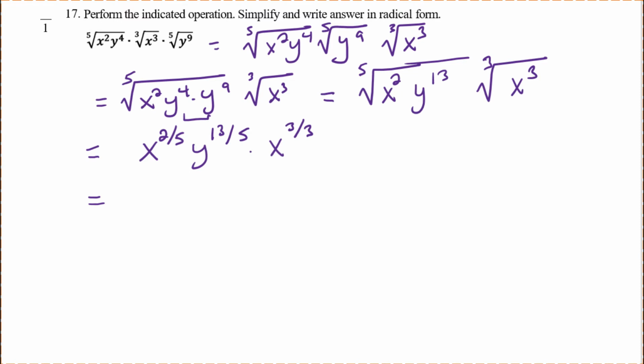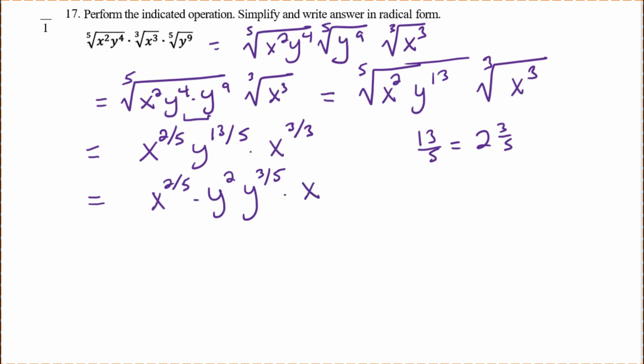So x to the 2/5 is just x to the 2/5. There's nothing else that we can do there. Y to the 13/5. 13 over 5 is 2 3/5. So this is y to the second, y to the 3/5. And then x to the 3 over 3 is x to the 1. All right, so I'm going to put the x and the y squared first, group those first, and then I'm going to rewrite these as radicals.